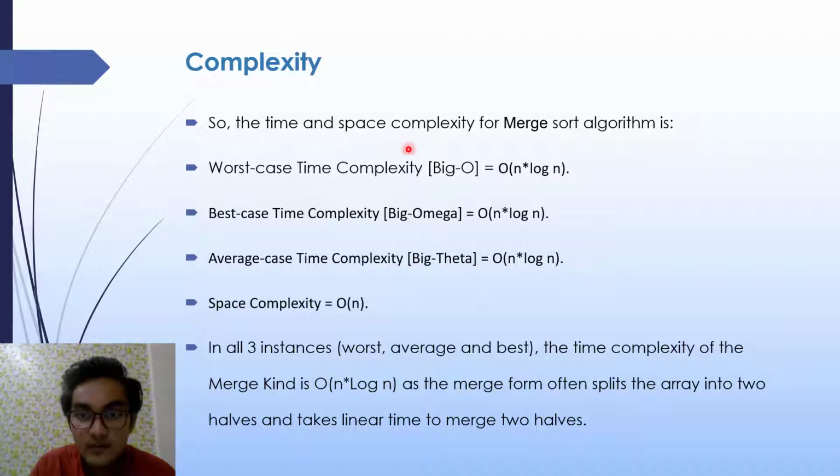So the time and space complexity for the merge sort algorithm is: worst case time complexity is big O of n log n, best case time complexity is big omega of n log n, average case time complexity is big theta of n log n. Space complexity is order of n. In all three instances, worst, average and best, the time complexity of merge sort is order of n log n, as merge sort often splits the array into two halves and takes linear time to merge the two halves. So this is about the time and space complexity of merge sort.